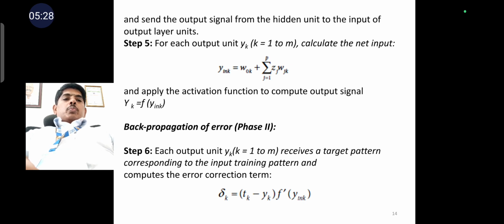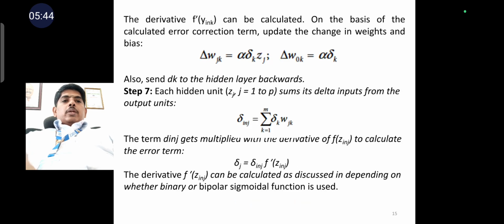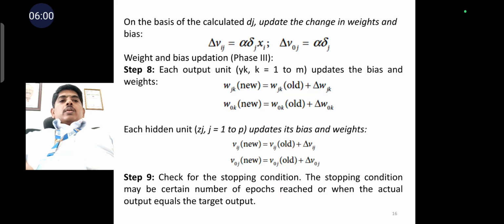For the output neuron to hidden neuron, we consider the error term del k, which equals tk minus yk times the first derivative of yin. Using that formula, I update the weights between the output neuron and hidden neuron. Similarly, for the hidden neuron to input neuron, I update the weights using del j equals del inj times the first derivative of zinj. After calculating the change in weight value, I update the weights from the old value to the new value.